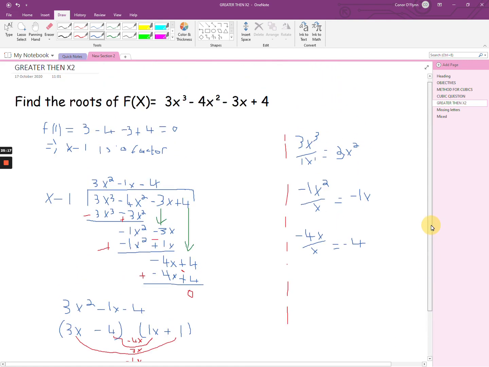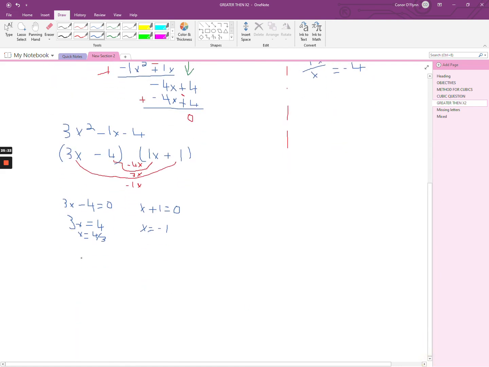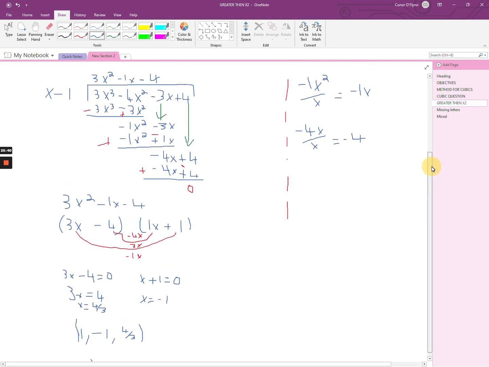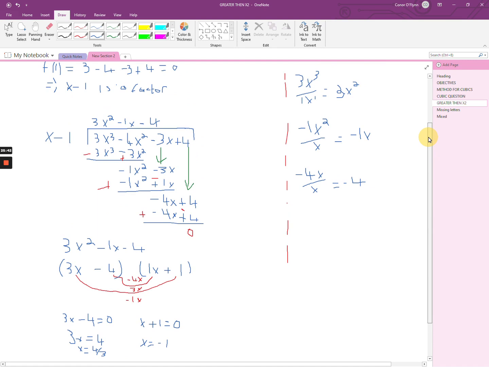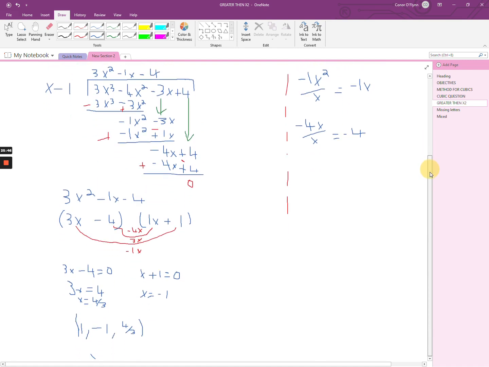Okay, so 1 was a root. Finish it off then. So 1 was a root, -1's a root, and 4 over 3 are my 3 roots. Okay, and that's my cubic. So again, same thing: find your roots, divide it in by the factor, which is the opposite root, and solve your quadratic and get your roots. Okay, and move on.